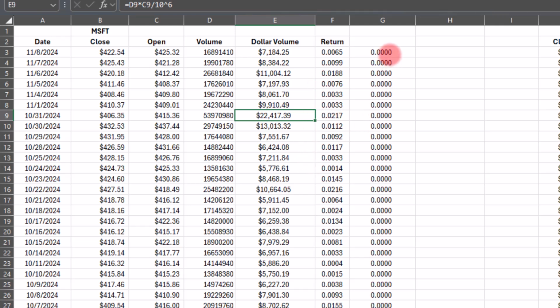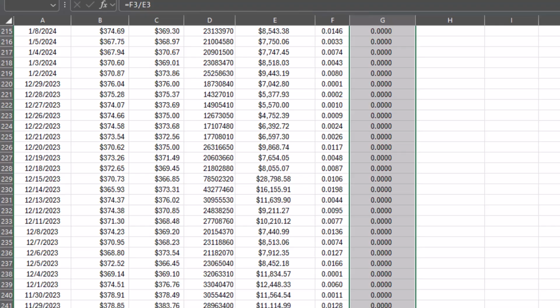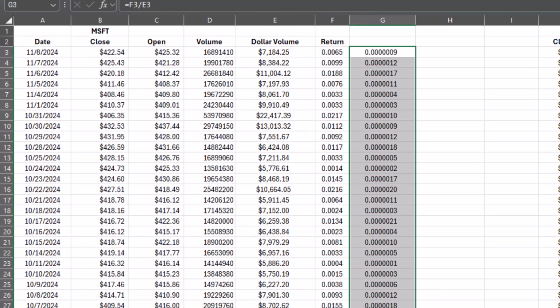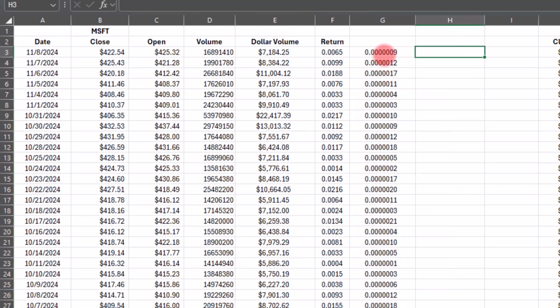Now over here, the final step in the calculation is to say, let's take the return divided by the dollar volume. And that's going to give us some numbers. Now, just notice here, it looks like we've got to go out more decimals. You can see lots and lots of decimals, not a very big impact. Okay, so relatively speaking, small percentage changes in the stock, but it can handle lots and lots of volume.